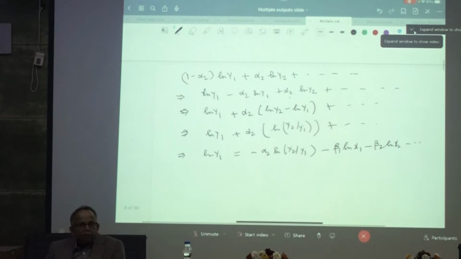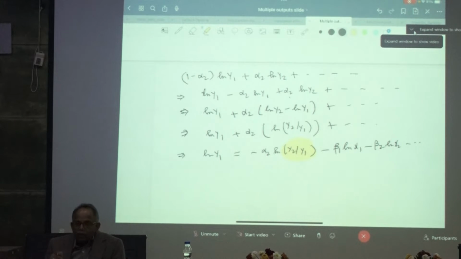So what is the difference? The difference is that while in the previous specification I had log of y1 on the left hand side, and then again log of y2 was on the right hand side. Now if you look at it carefully, you see the right hand side variable in y is in the ratio form. So that is the key.